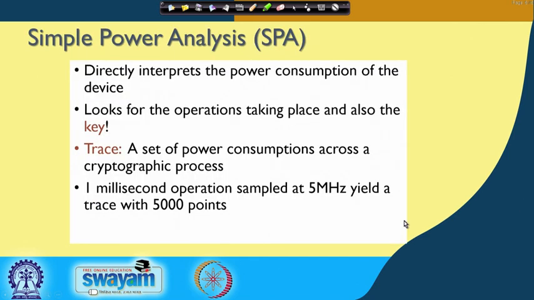So, we have already studied that in SPA we basically work with maybe one trace or two traces or maybe a few hundred traces, and a trace is nothing but a set of power consumption measurements across cryptographic operations. When we execute the cryptographic process, we are trying to measure the power consumed by the total device, not only of the specific operation, and that is what we call the power trace. We have already discussed the power attack setup and how we accumulate these power observations.